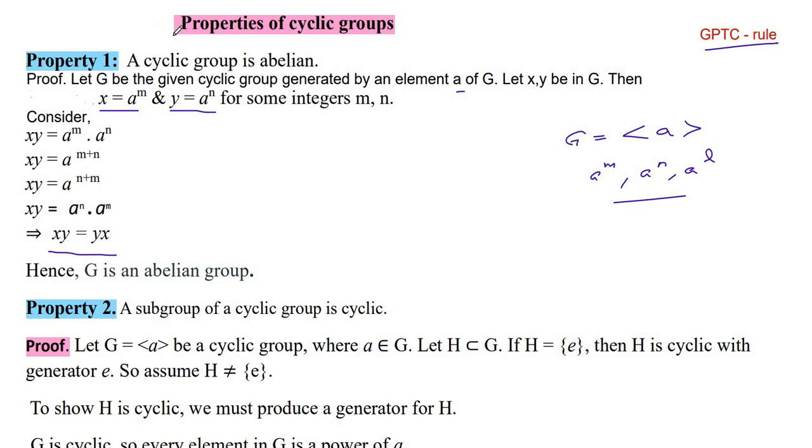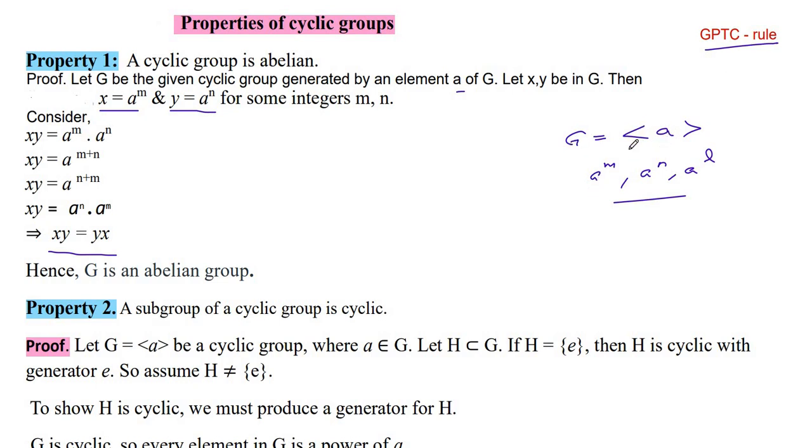In this video, we will see properties of cyclic groups. The first property is: a cyclic group is abelian. Now we will consider G to be the given cyclic group generated by an element, say a in G. So what is meant by cyclic group? ⟨a⟩ is the notation that is used to denote a cyclic group generated by a.